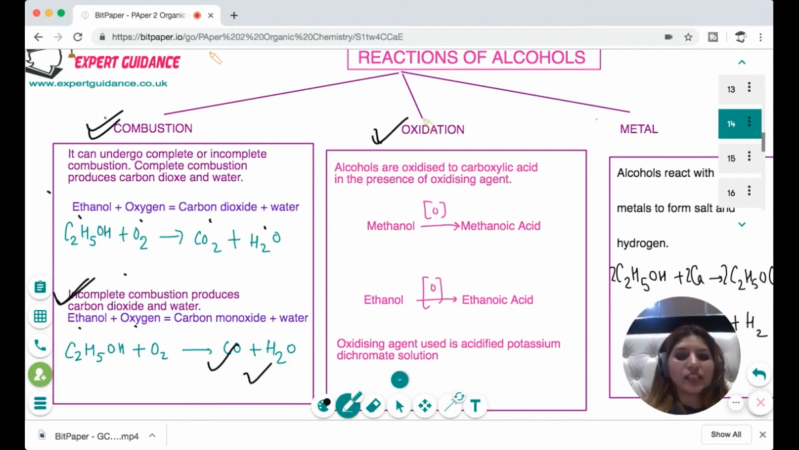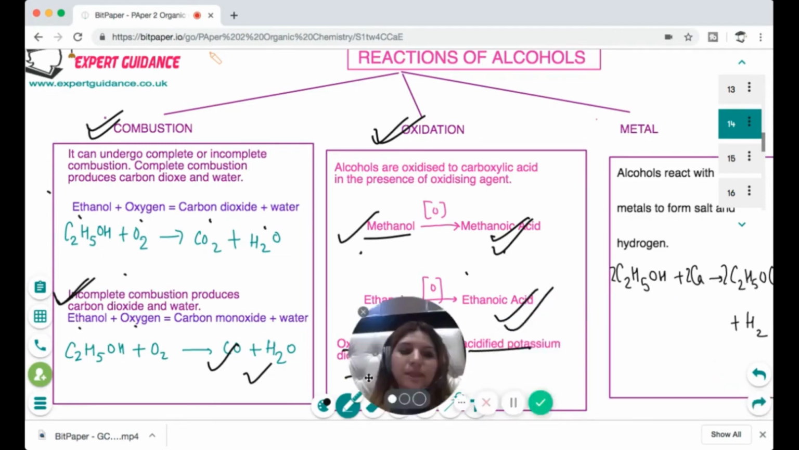Next is oxidation. When you oxidize an alcohol, it converts into the corresponding carboxylic acid. So methanol will convert into methanoic acid, ethanol will get converted into ethanoic acid, propanol will convert into propanoic acid. And for this, you require an oxidizing agent, which is generally potassium dichromate.